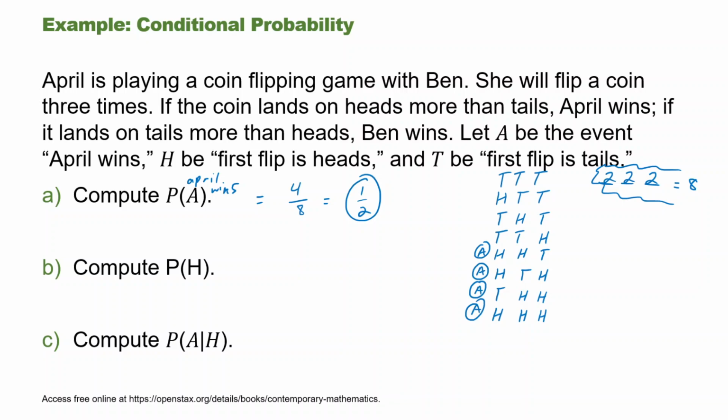Part B, compute probability of H. That is, the probability the first flip is heads. Now, I'm going to label these as H's for these events. So where the first flip is heads, that would be heads, tails, tails. That would be heads, heads, tails, heads, tails, heads, and heads, heads, heads. So there are also 4 ways for the first flip to be heads. And so that is 4 out of 8, which is 1/2.